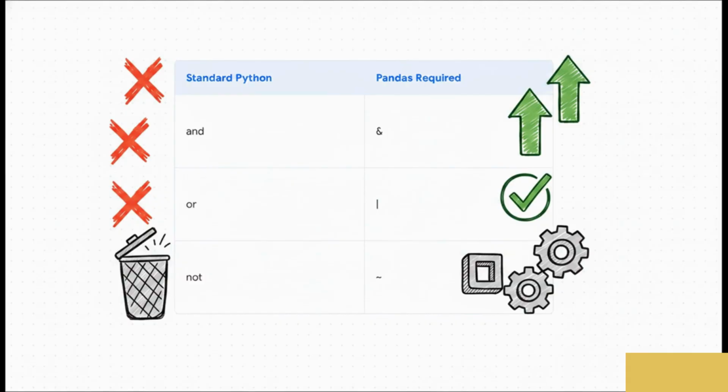You basically have to throw out your standard Python words like and, or, and not. Instead, Pandas requires specific bitwise operators. You need the ampersand symbol for and, the vertical pipe for or, and the tilde for not. Pandas absolutely requires these specific bitwise operators so it can evaluate conditions across entire columns of data simultaneously.